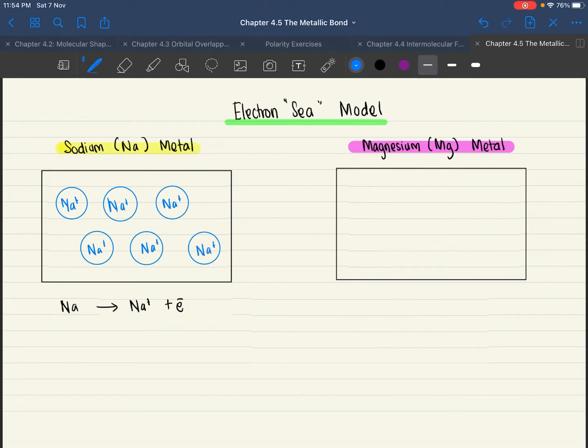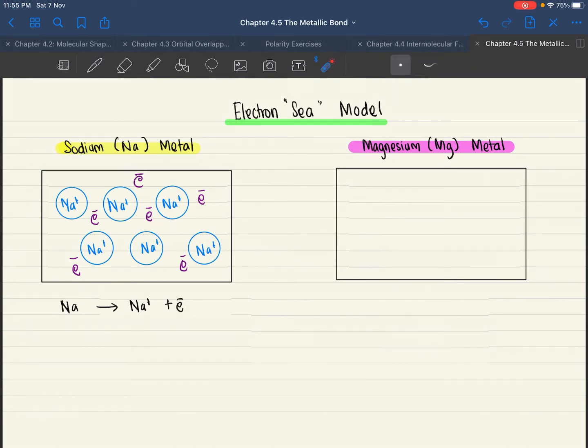Okay, so one sodium metal releases one electron. So kalau kamu draw 1, 2, 3, 4, 5, 6 sodium ion, so sepatutnya around sodium ion ni kena ada 6 elektron juga. Okay, so kita akan draw elektron tu randomly je. 1, 2, 3, 4, 5, 6. Let's say macam tu.